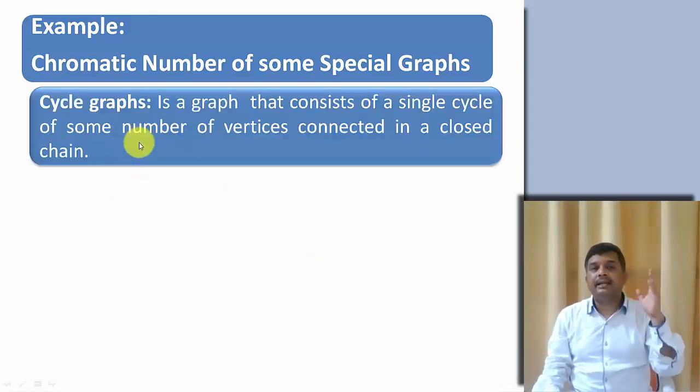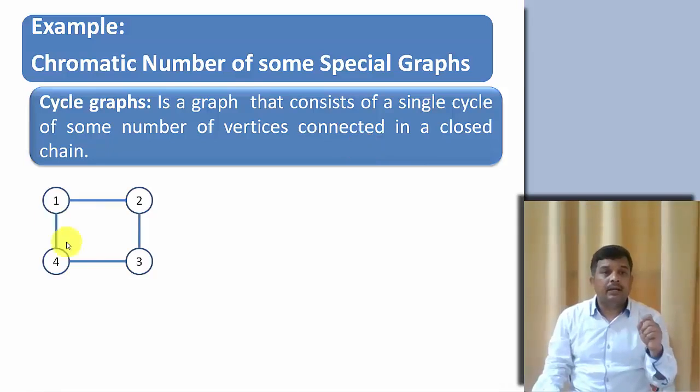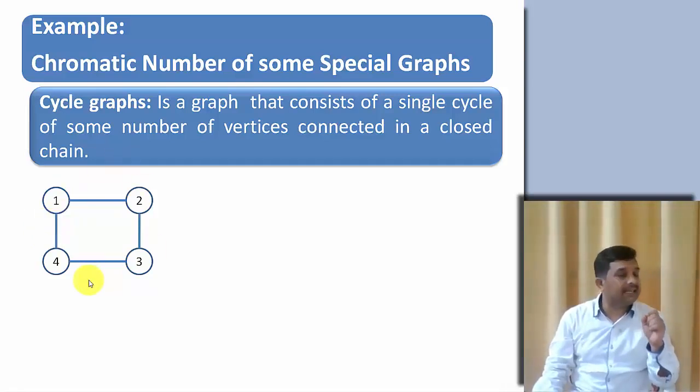Let us see a cyclic graph. A cyclic graph consists of a single cycle of some number of vertices connected in a closed chain. Let us say this is a graph I am having. It is a closed chain. From wherever I start, the starting and ending vertices are the same. So this is a cyclic graph.